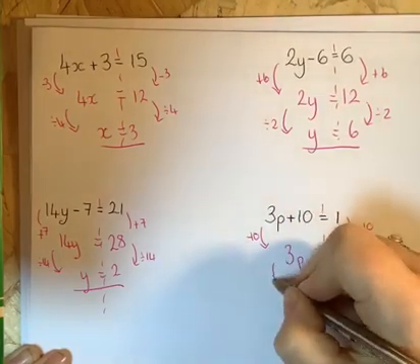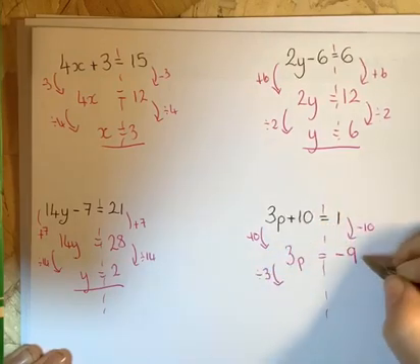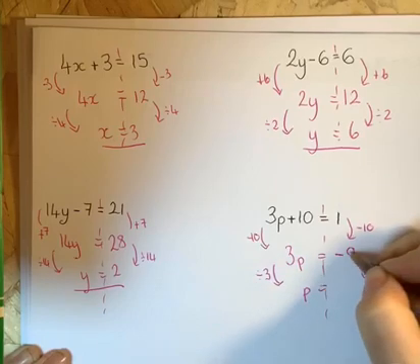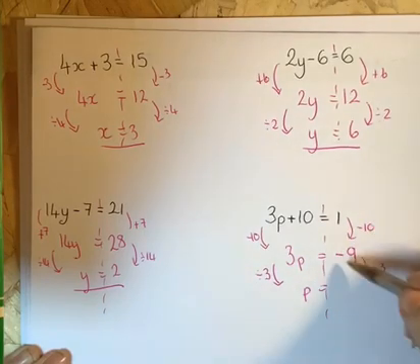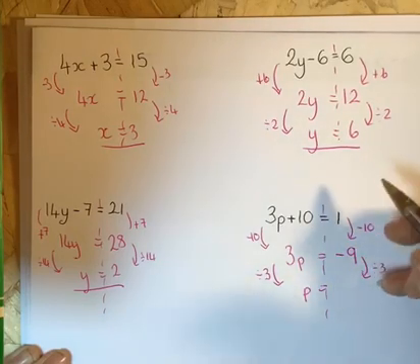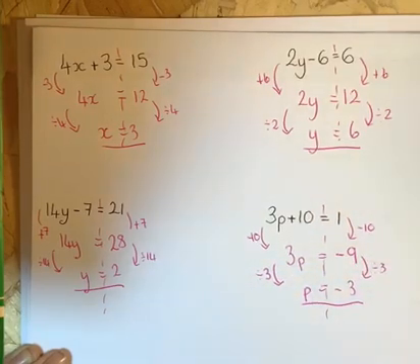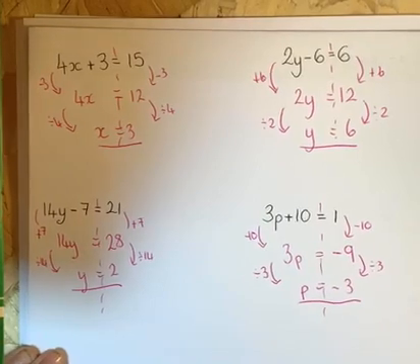Okay, and then we're going to divide by 3 like we did before. So you've got p equals, now we've got negative 9 divided by 3. When you've got a negative number and you're dividing by a positive number, your answer is going to be negative. So p equals negative 3. Hoping we got all 4 of those correct.